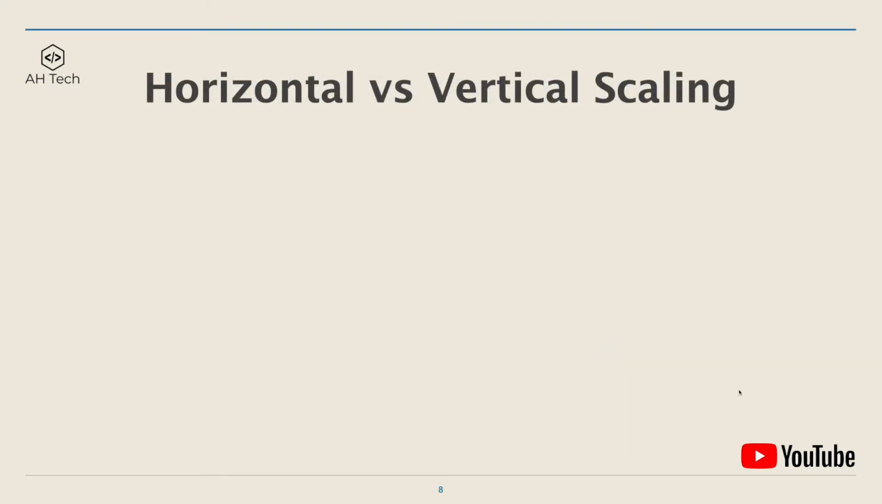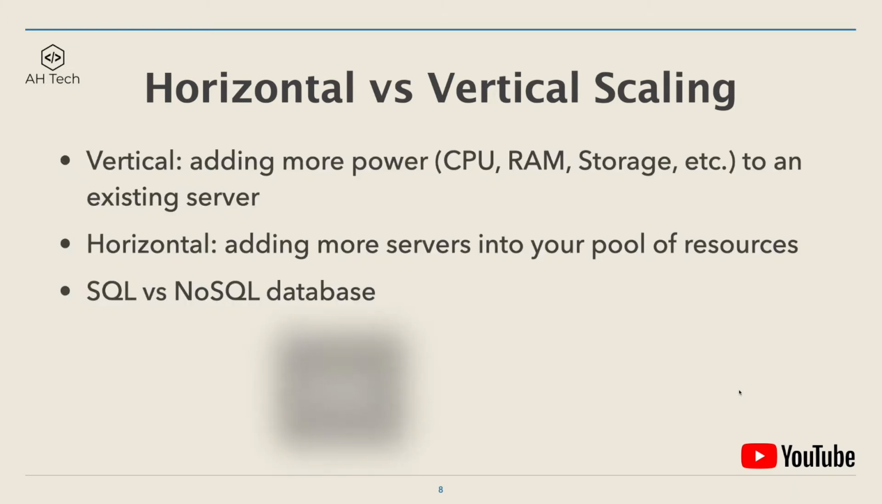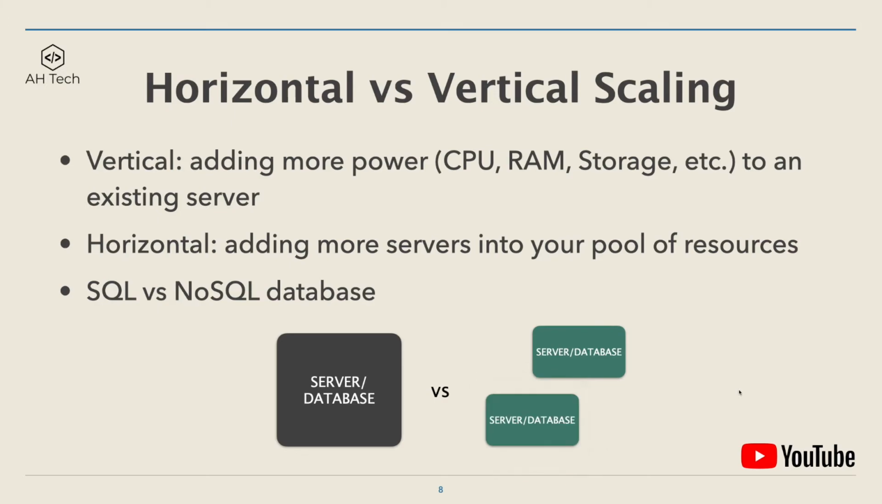And there are two ways to scale up a system. First is vertical scaling. We will add more power like CPU, RAM, storage, etc. to an existing server to make it faster and more powerful. And the other way is horizontal scaling. We're adding more servers into our pool of resources. And this is also important when we are choosing between SQL or non-SQL databases as our persistent data store, which we will talk about in later videos.